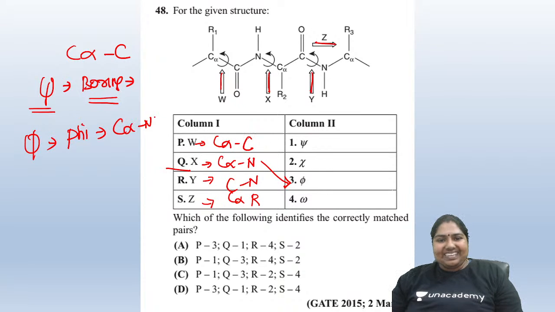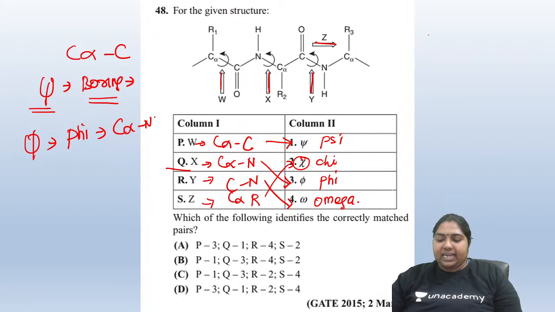So C alpha C, it is going to be psi. Now got it? Yes or no? C N is very, very rigid. It is omega. So R is 4. This fellow is going to be this guy. Yes? Got it? Everybody in the class, is this clear to you all?